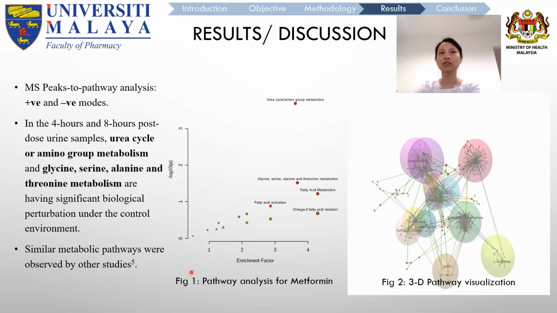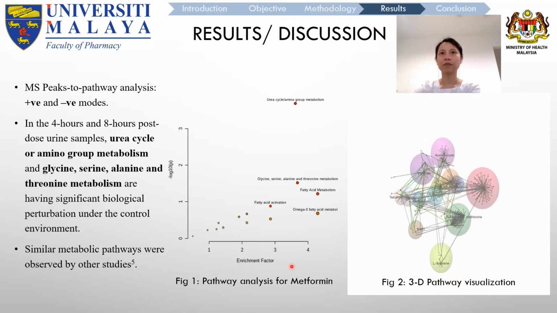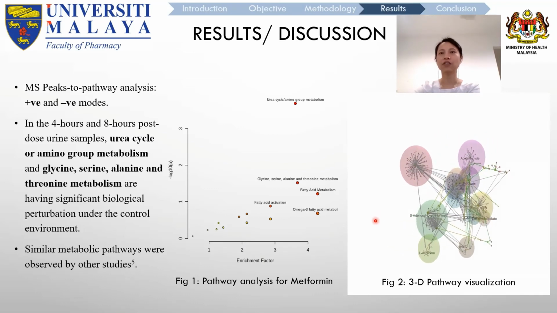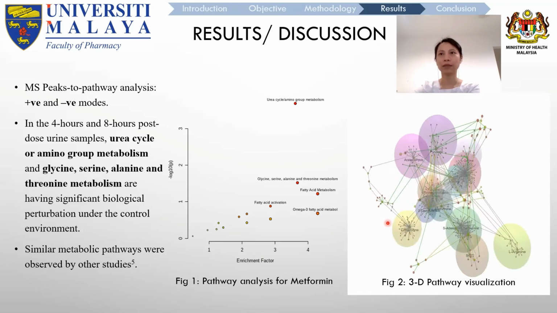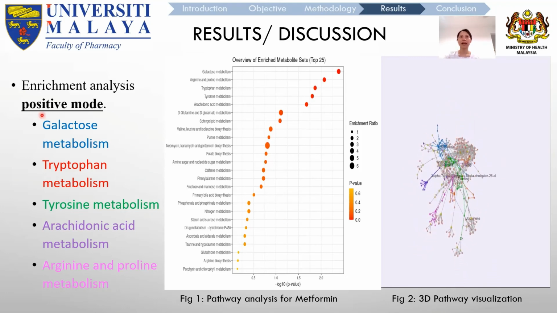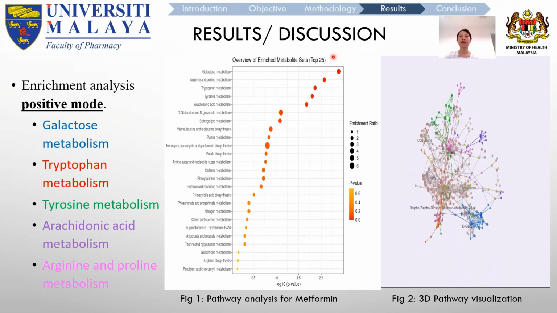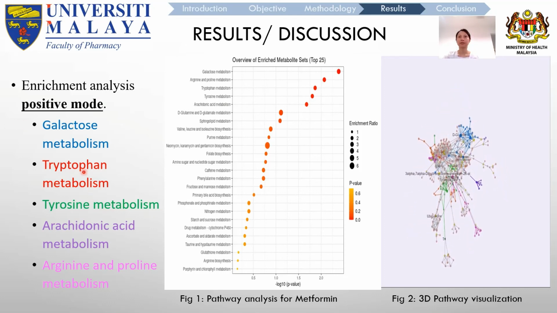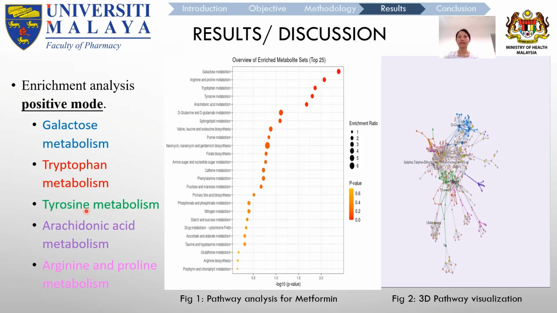Figure 1 shows pathway analysis for metformin using enrichment factor. Figure 2 is the 3D visualization for both of the metabolic pathways. We further extract the positive mode for the enrichment analysis. We find that 5 pathways are significantly found: galactose in blue color, tryptophan in red color, tyrosine metabolism in green, arachidonic acid in purple, and arginine and proline in pink color. This is the 3D pathway.